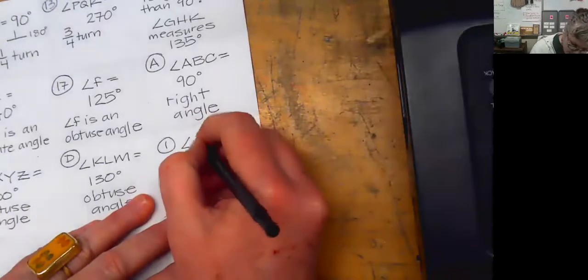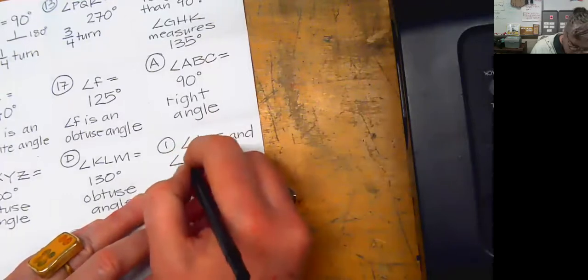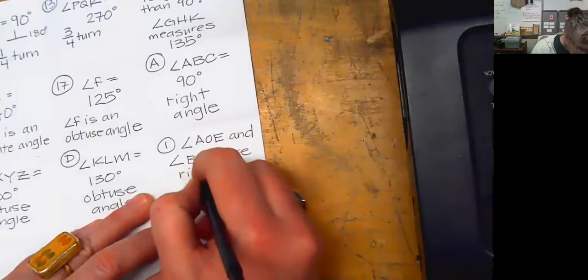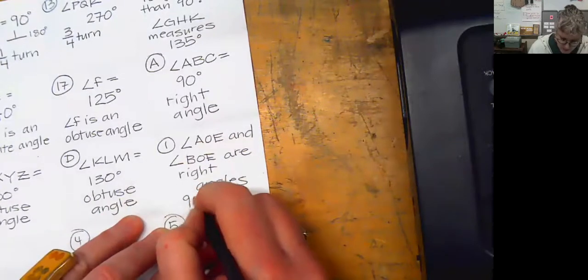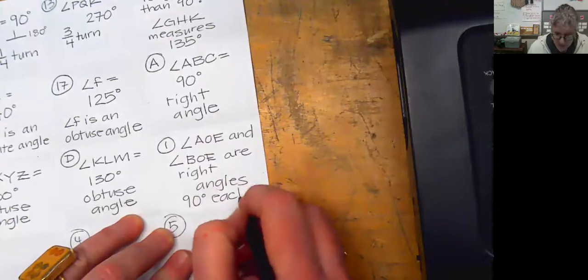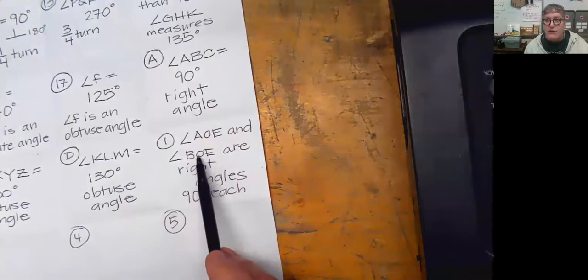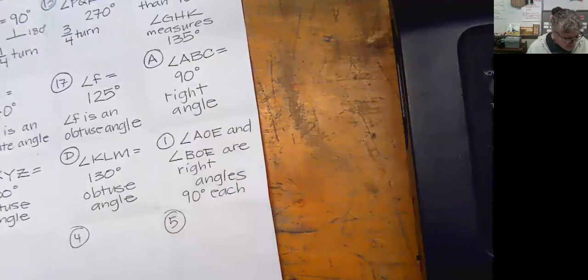So we're going to write angle AOE and angle BOE are right angles. Again, we always want to make sure that the O is in the middle because the O is the vertex of each of these angles. The O is the middle. Okay? It's the vertex. Now we're going to name 4 angles that are acute angles, and we're going to measure them.